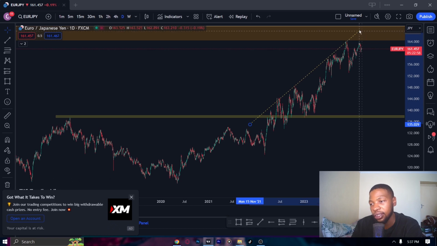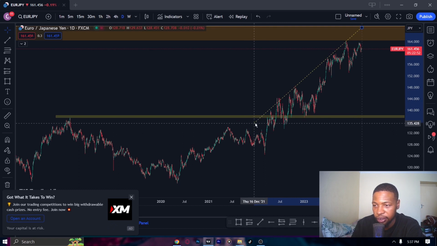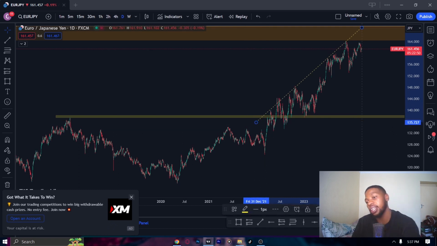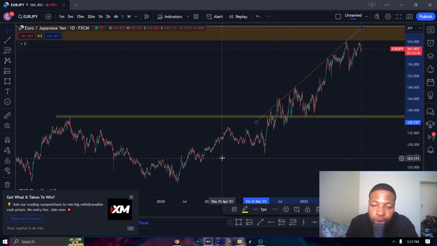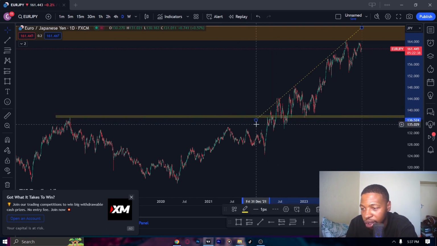Okay, this is my trend line. This is the trend line that we have, guys. It's touching many points. How do we draw a trend line? It has to touch at least 3 points, and it's already touching like 4 points already. So this is a good trend line.